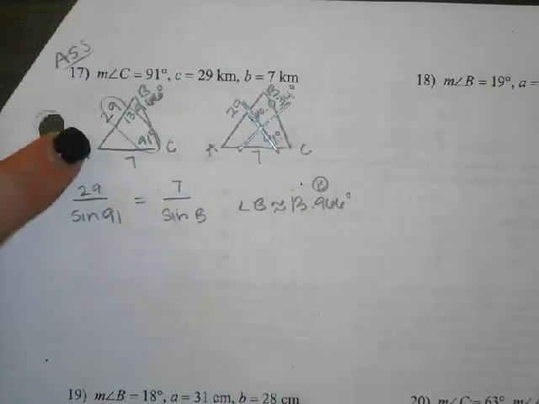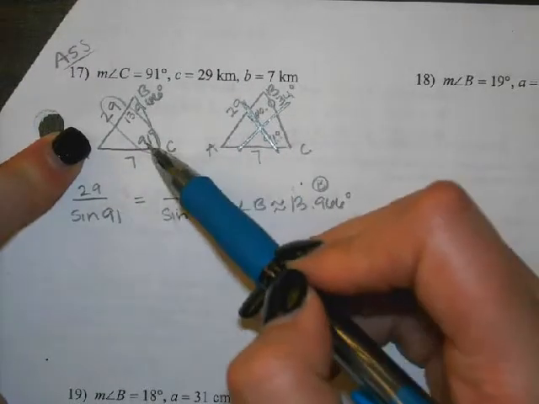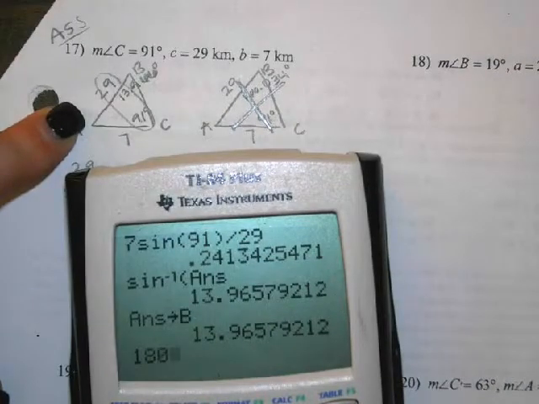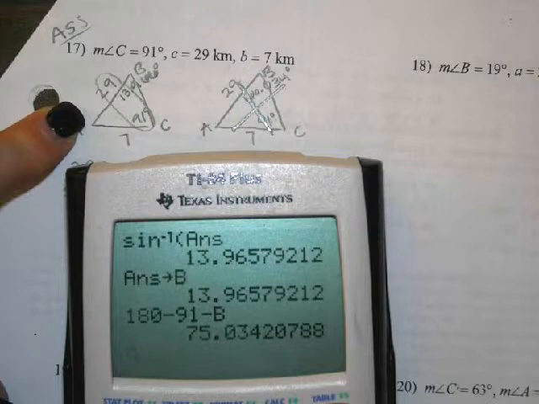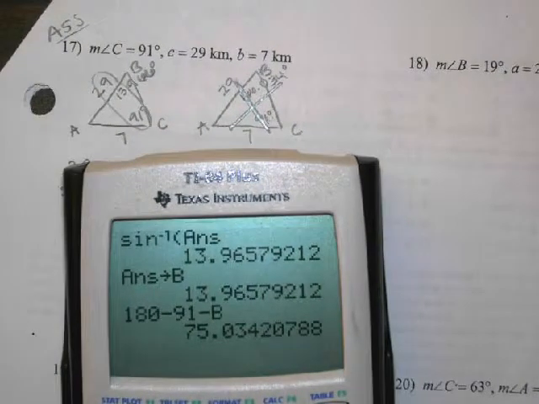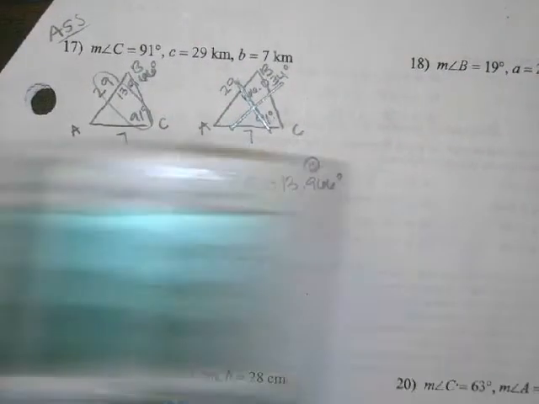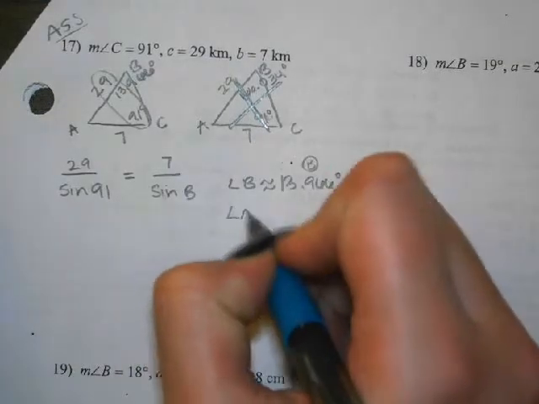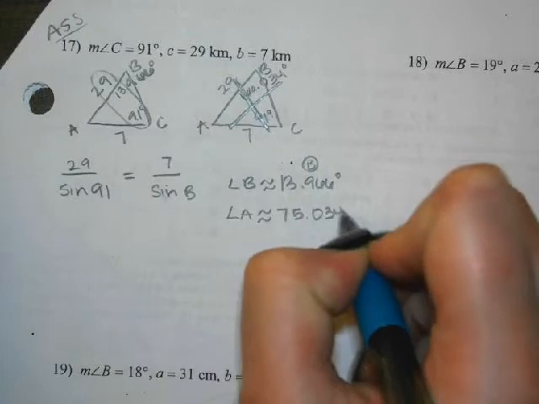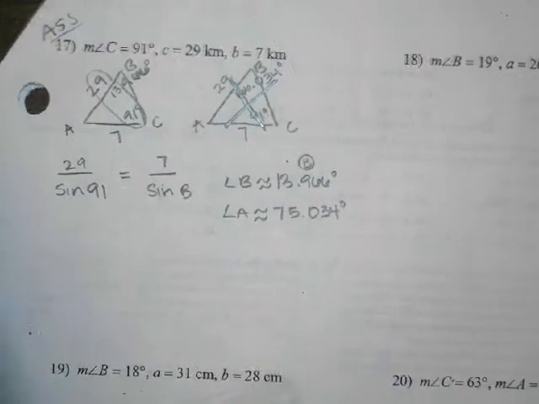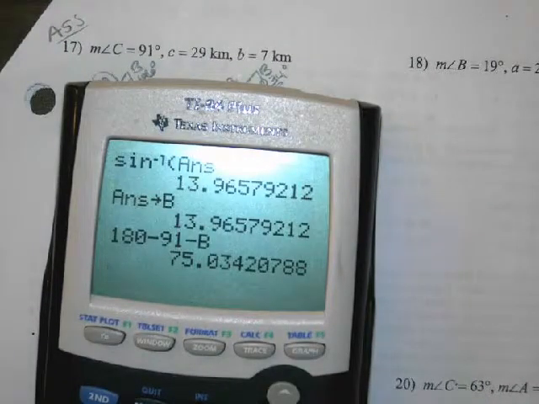Okay, so we're going to find angle A, right? We're going to do 180 minus 91 minus the number that we stored as B. So 180 minus 91 minus B. All right, so angle A is 75.034 degrees. And what should we store this one as? A, so I'm going to store it as A.